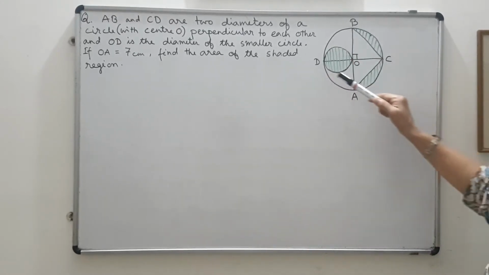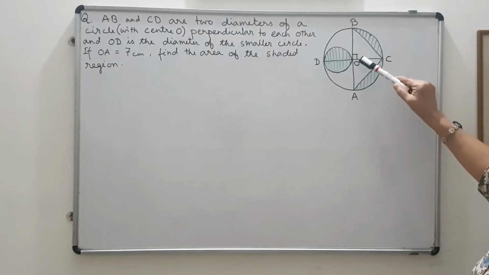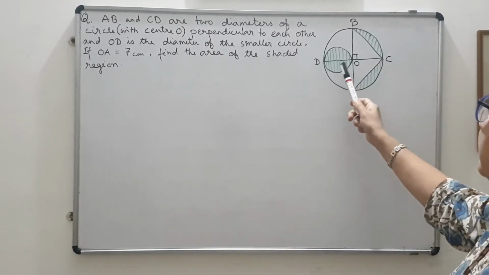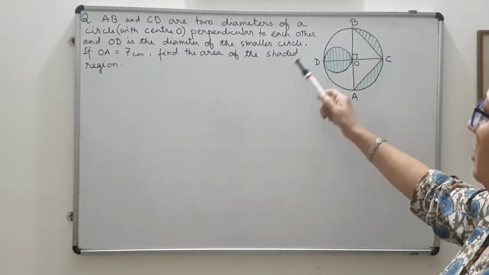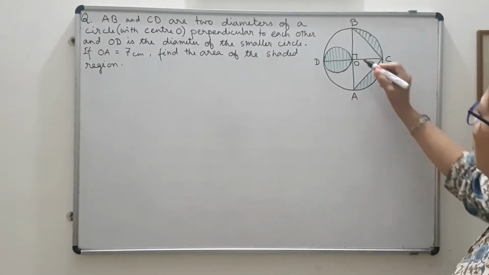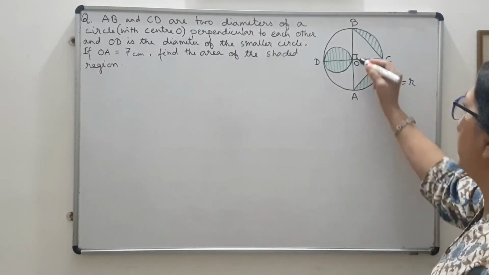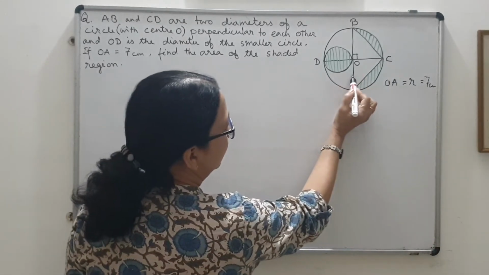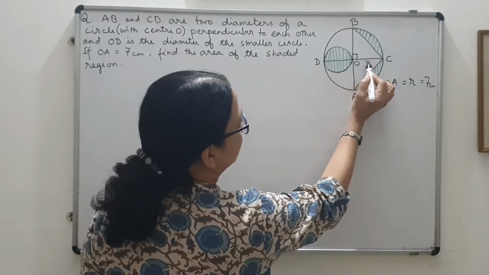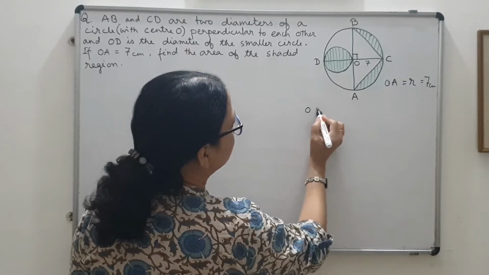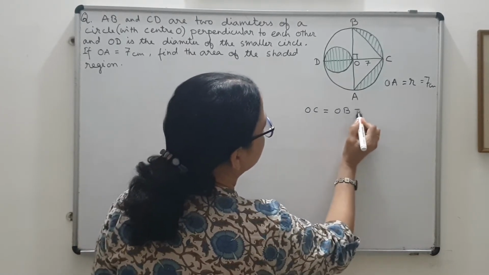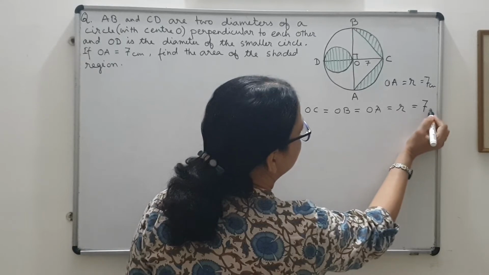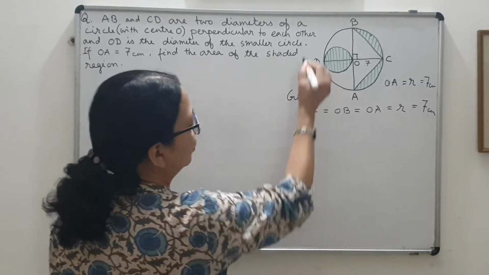So AB and CD are two diameters of the circle with center O, and they are perpendicular to each other, so this is 90 degrees. OD is the diameter of this smaller circle, and it is given that OA is equal to 7. Now this OA is nothing but your radius, so it is equal to 7 centimeter. So if OA is 7, then OB is also 7, and OC is also 7. OC is equal to OB is equal to OA, all equal to the radius, given to be 7. In the diagram we find this.